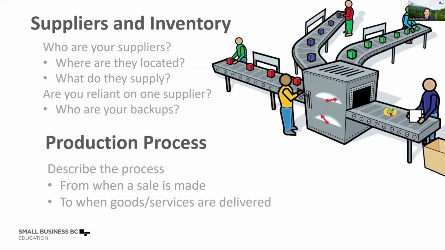Finally, we're going to look at suppliers and inventory. So who are the suppliers to your business? Where are they? Where are they located? And what do they supply you with? So for many businesses, you're very reliant on getting supplies. It's going to be very important to have multiple suppliers for each thing. You don't want to be caught out not getting some crucial supplies for your business and either having to wait or providing a service or product that's lacking.